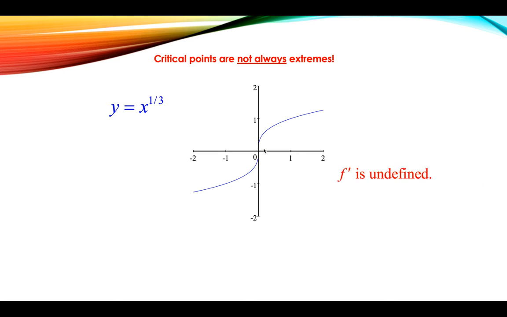Here's another case. y equals x to the 1/3. The first derivative of that would be 1/3 x to the -2/3. So at x equals 0, that's going to be undefined. And so again, here's a case of a critical point that's not a local maximum nor a local minimum. So critical values are not always extremes. They are just candidates to be extremes.